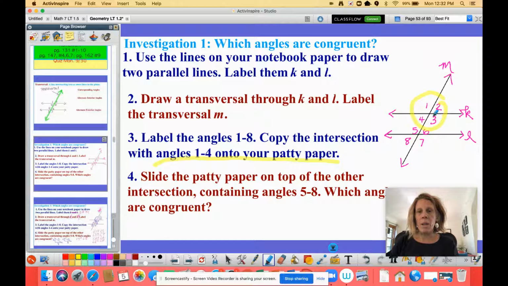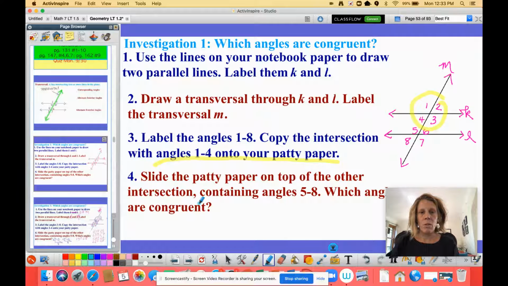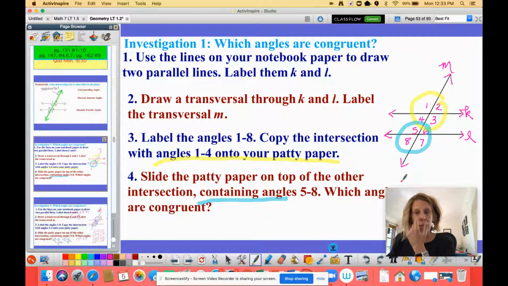Once you have that copied, now you're going to take that patty paper and you're going to slide it down the transversal. You're going to slide it down to the intersection that contains 5, 6, 7, and 8. So you're going to go down to this intersection. And when you do that, what do you notice about the angles? Which angles are congruent? So that's what I want you to look at. So pause the video, take a minute to write down which angles are congruent. And when you have those written down, unpause the video so that we can go over those together.